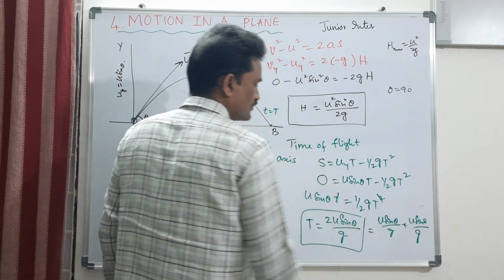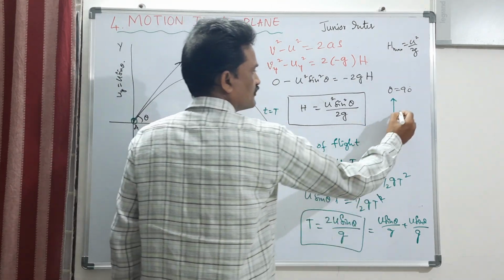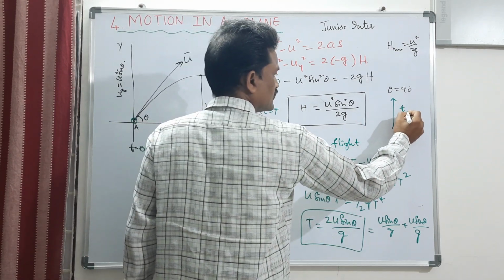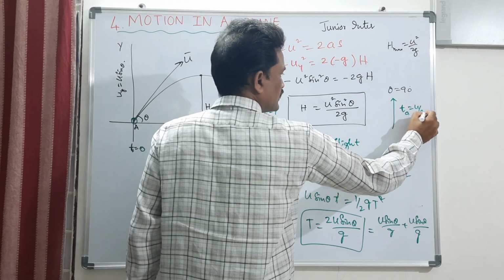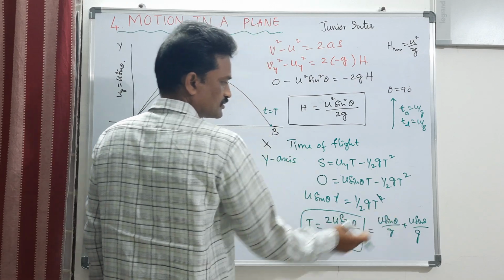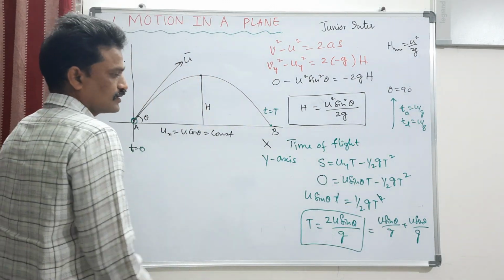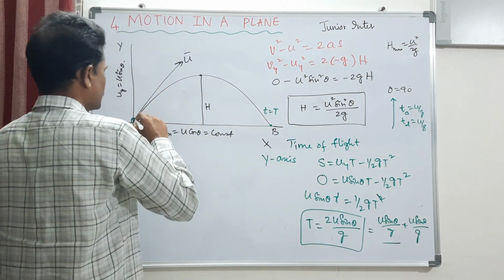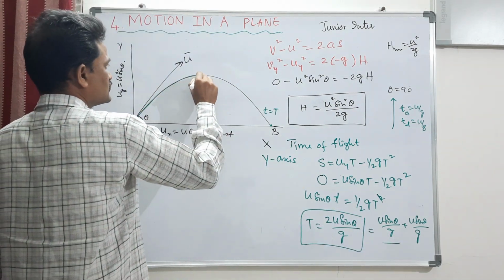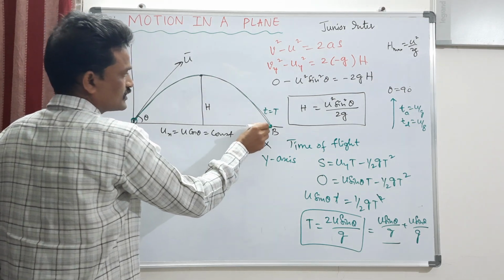Similar to the one which we did in the case of vertically projected object, time of ascent is equal to u by g and the time of descent is equal to u by g. So put theta is equal to 90 degrees, you will get the same equation. Here the first term indicates the time taken by the projectile to reach this maximum height. The second one is time of descent.